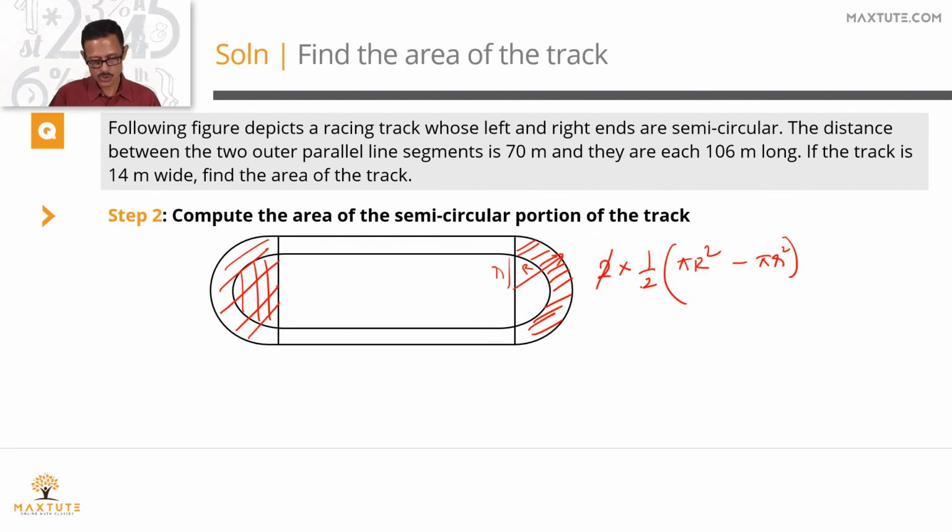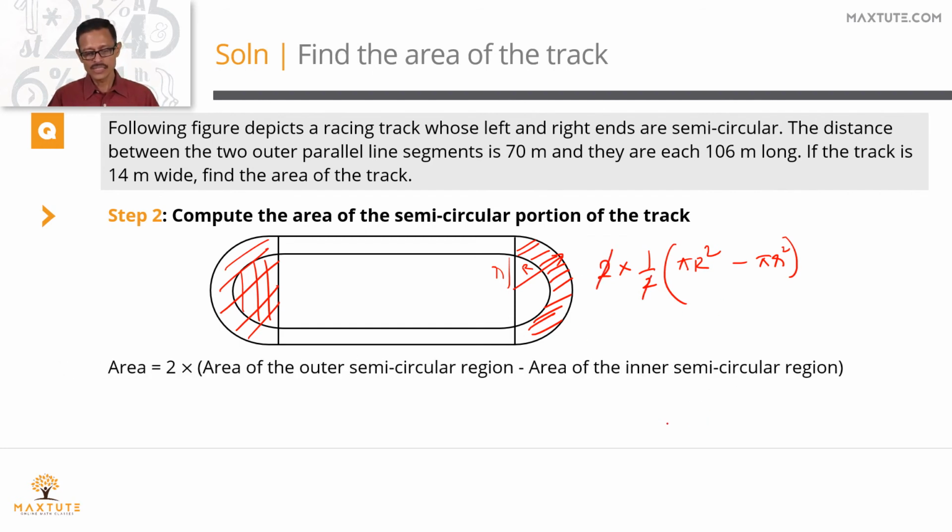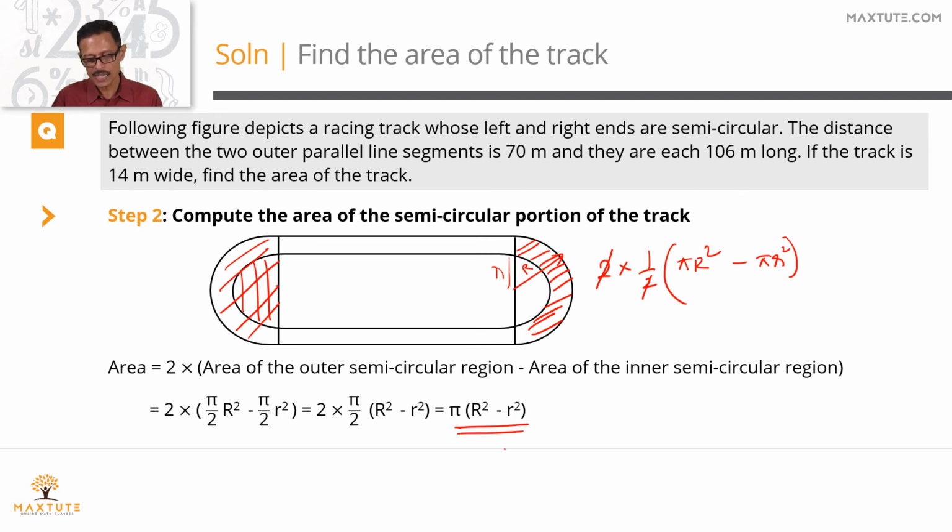We have two such, so the 2 and this will get cancelled, to leave us with the area of the tracks that we'll have to cover in the semicircular portions to be pi into capital R square minus small r square. This we can write as, take the pi common, into R square minus r square, which is equal to pi into, a square minus b square is a plus b into a minus b, so R minus r into R plus r.